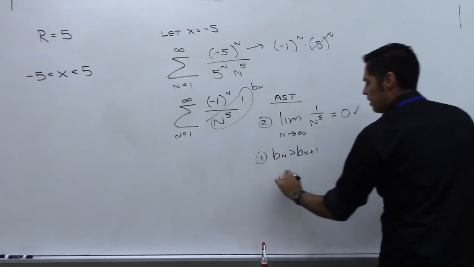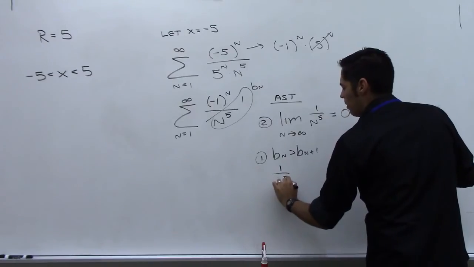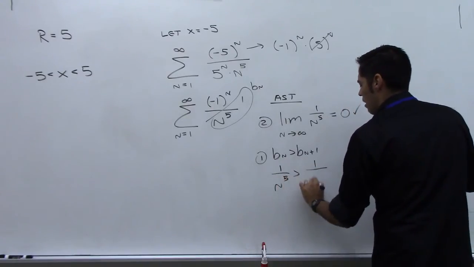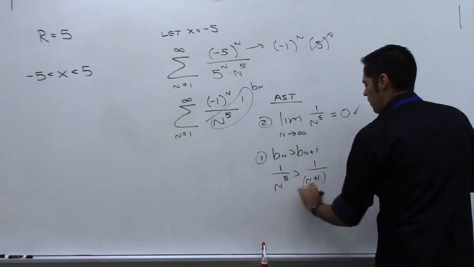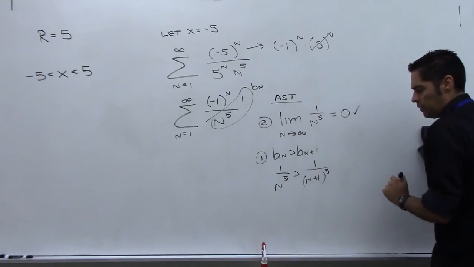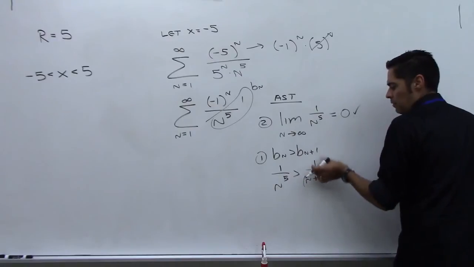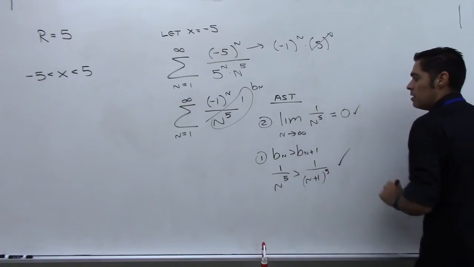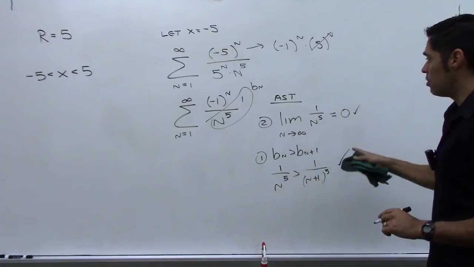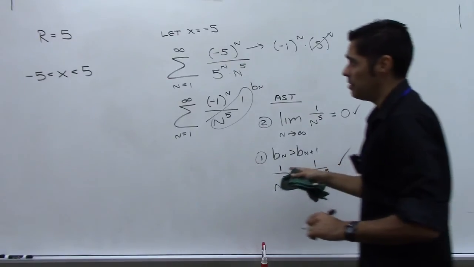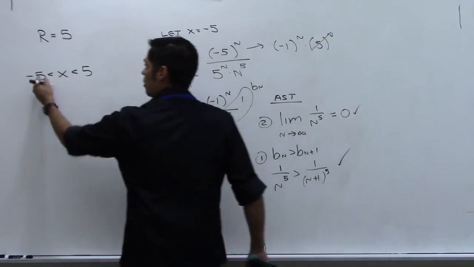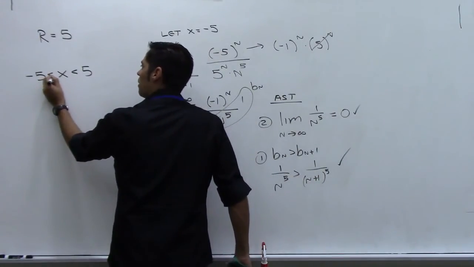And that's obvious because 1 over n to the 5th is bigger than 1 over n plus 1 to the 5th. You can do the work if you want, but it's obvious that this denominator is bigger than this one, so this fraction is smaller than that one, so that checks. So it converges by the alternating series test, which means I do want to include negative 5. So I'm going to put this right here.